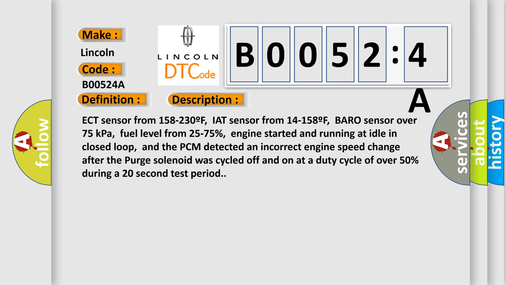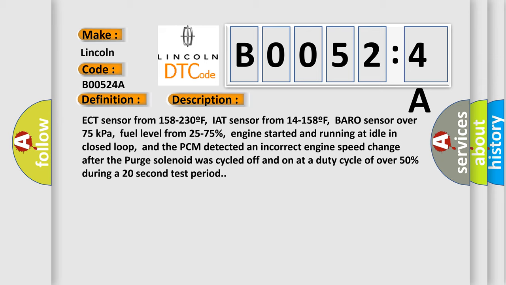ECT sensor from 158 to 230F, IAT sensor from 14 to 158F, BARO sensor over 75 kilopascals, fuel level from 25 to 75%, engine started and running at idle in closed loop, and the PCM detected an incorrect engine speed change after the purge solenoid was cycled off and on at a duty cycle of over 50% during a 20-second test period.